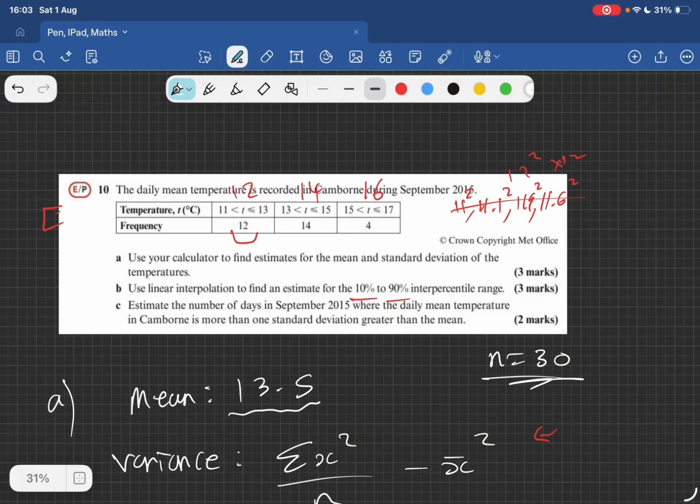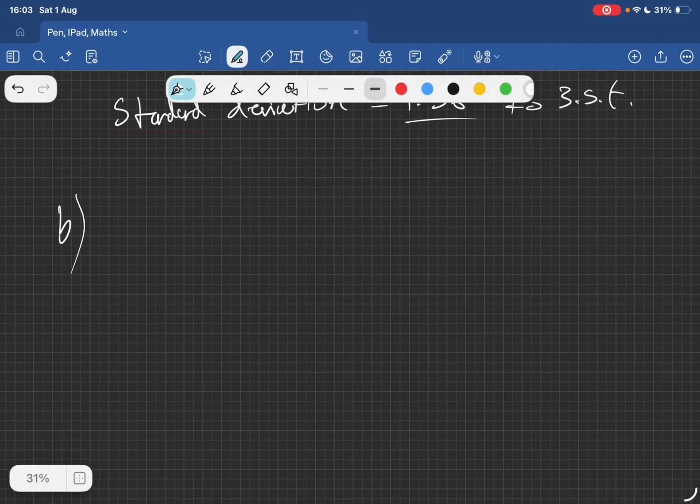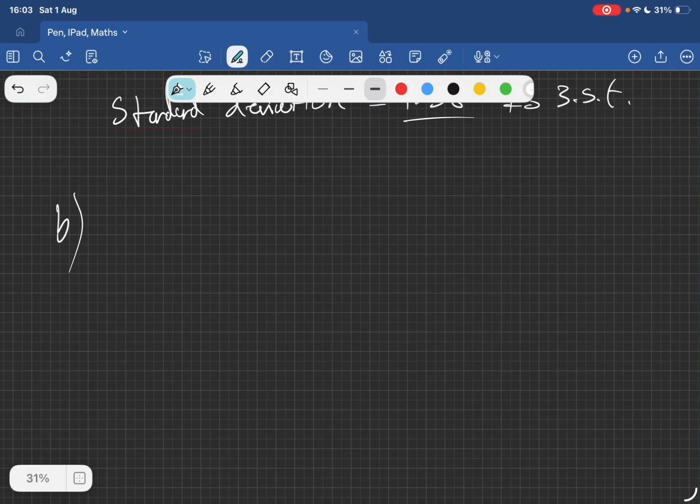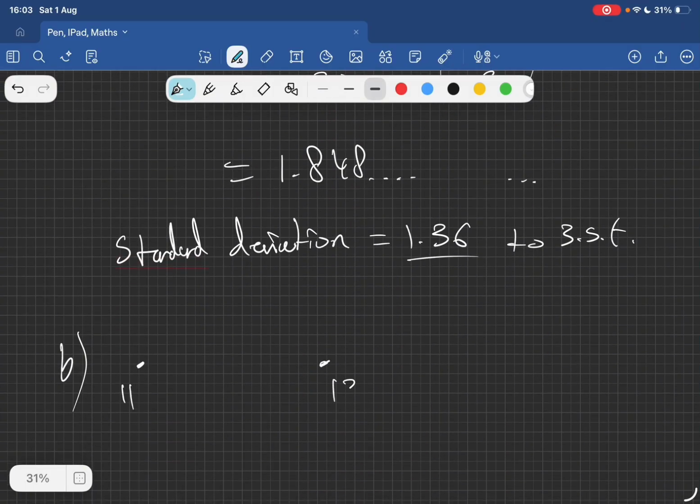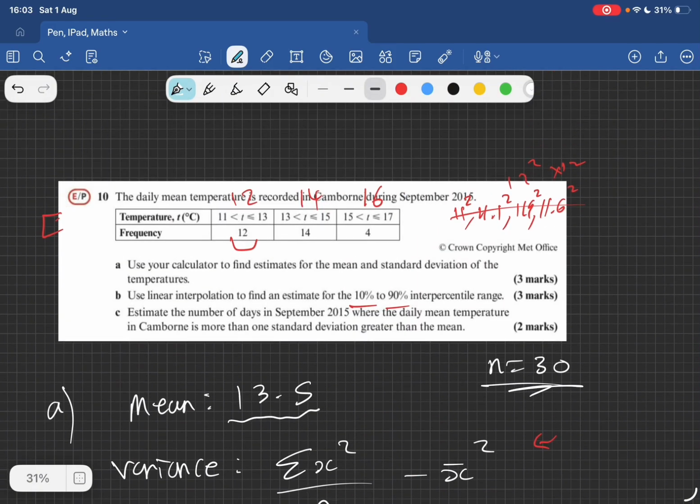So, linear interpolation. What is linear interpolation? Long story short, we've got these ranges, so we've got 11 to 13, and like I said beforehand, we don't know how this data is distributed between 11 and 13. It could be all here, or it could be spaced out. We're assuming that it is evenly spaced out. So if we have our 12 data points, they're all evenly shared out on that number line.